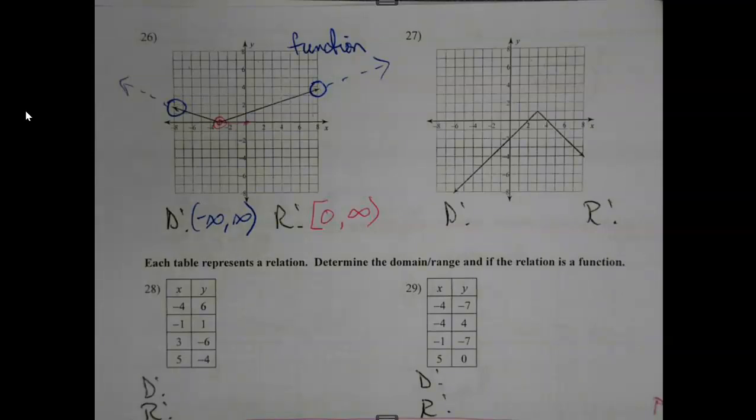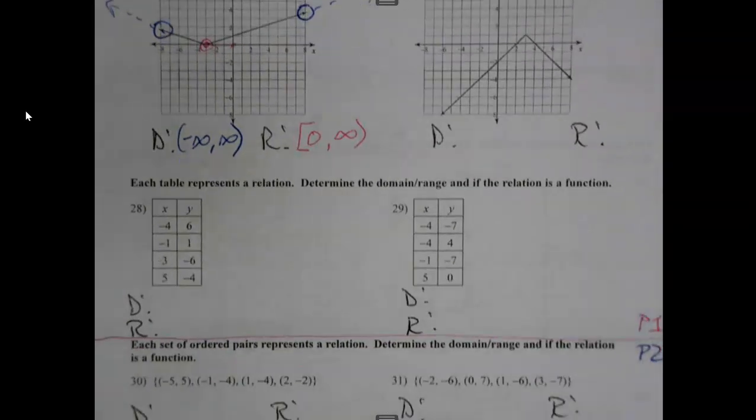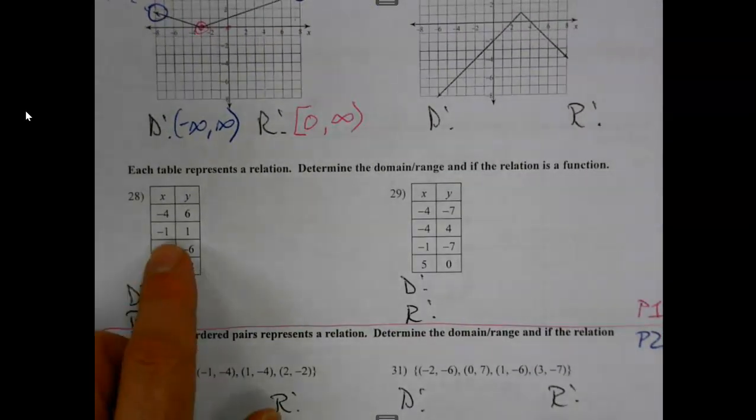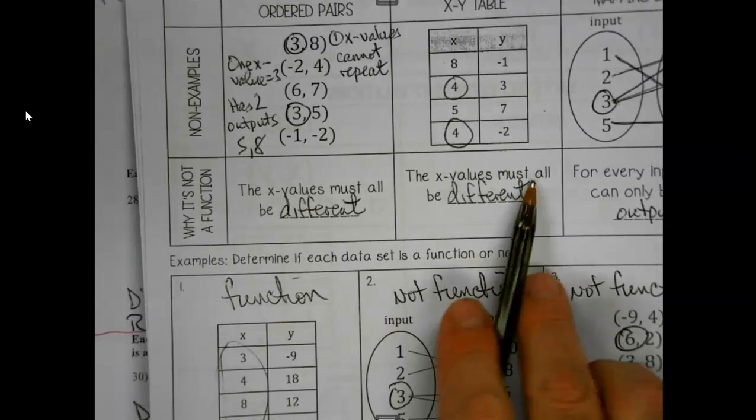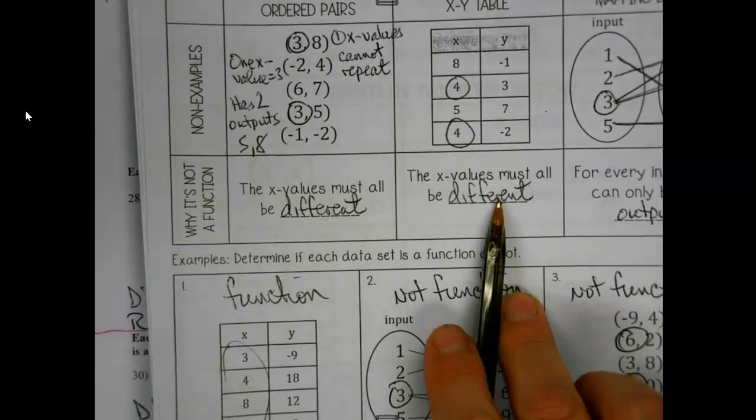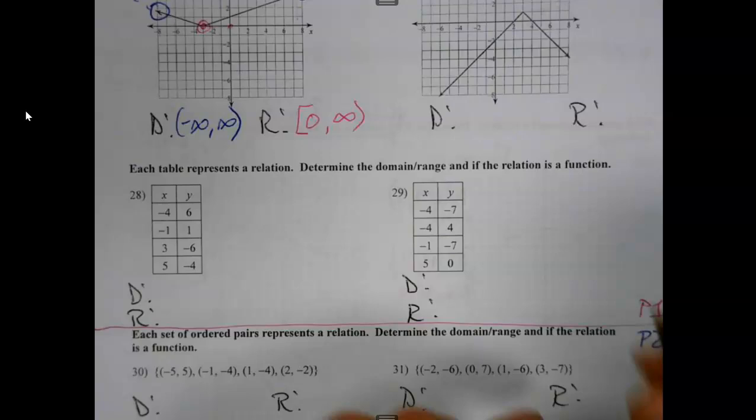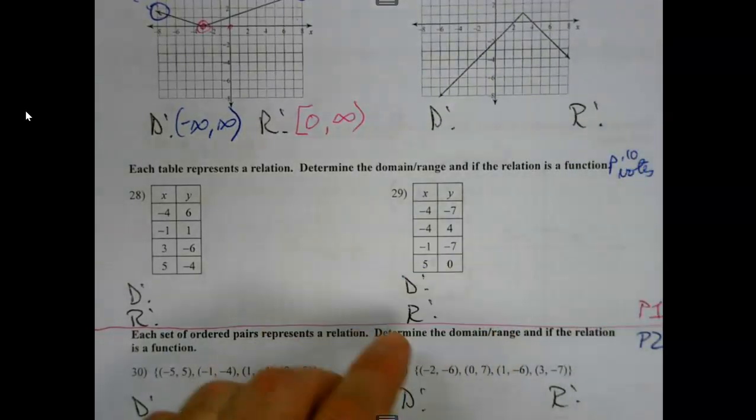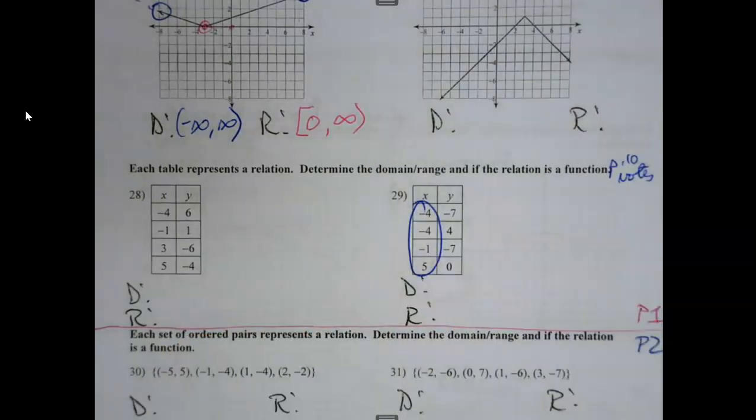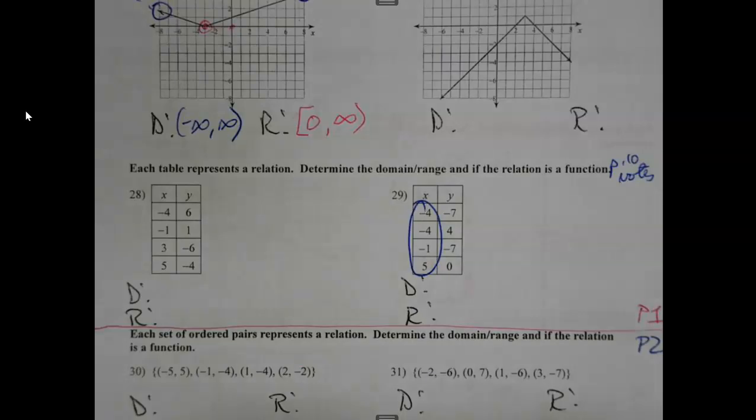So the last one we're going to play with today, like I said, we're going in pieces. Each table represents a relation. Determine... All right, hang on. I got to get my tables back out here. All the x values must be different. Page 10 of your notes. So if I'm doing this one, I have no cares whatsoever about y. Well, at the start, I don't.